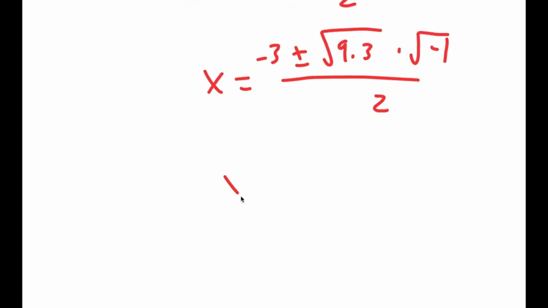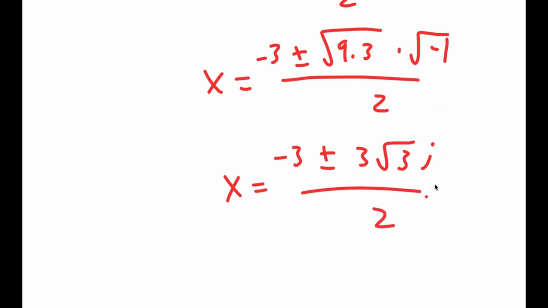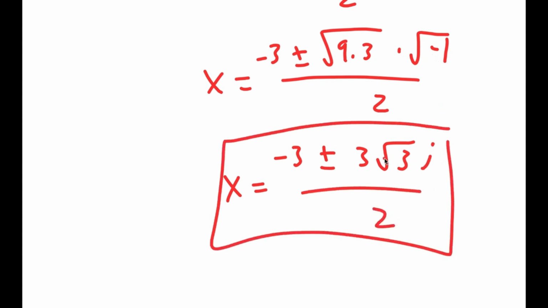And the square root of 9 is 3, so I get x is equal to negative 3 plus or minus 3 root 3. And the square root of negative 1 is actually equal to the imaginary number i. So these are two more solutions to this equation.